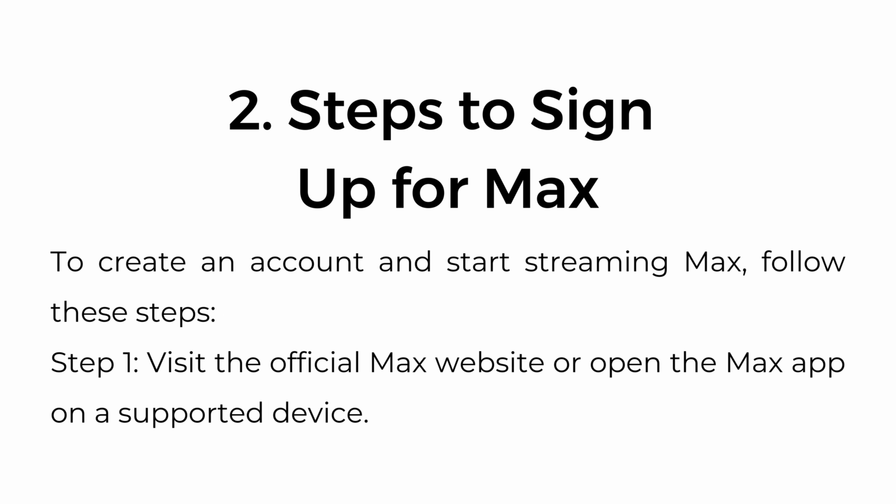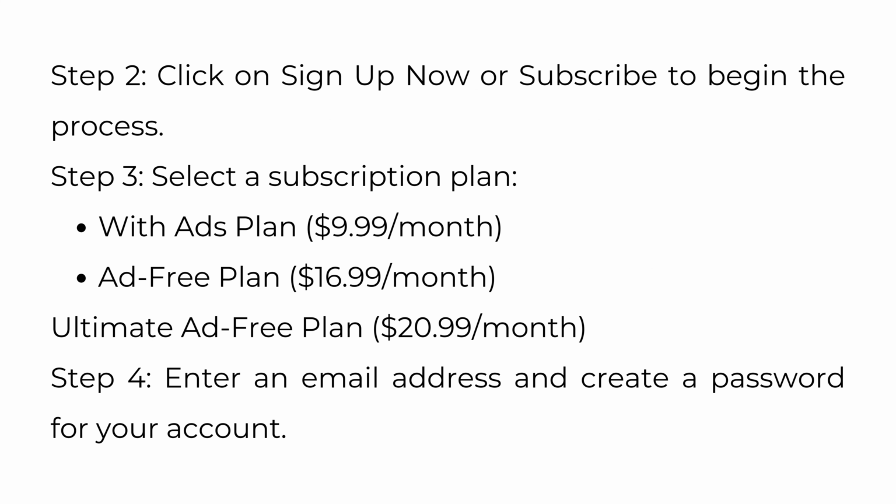2. Steps to sign up for Max. To create an account and start streaming Max, follow these steps. Step 1. Visit the official Max website or open the Max app on a supported device. Step 2. Click on Sign Up Now or Subscribe to begin the process. Step 3. Select a subscription plan. With Ads Plan, $9.99 per month. Ad-free plan, $16.99 per month. Ultimate ad-free plan, $20.99 per month.